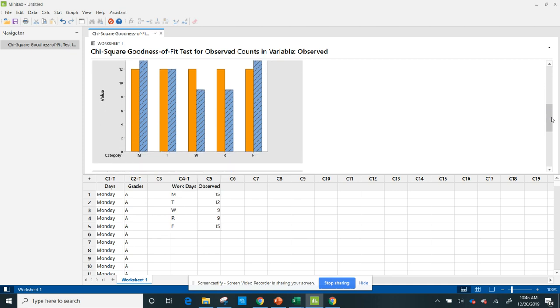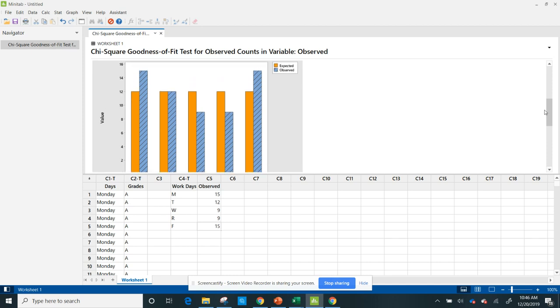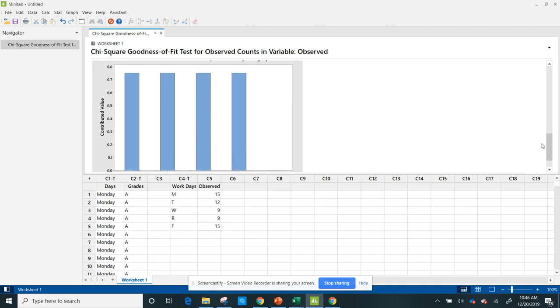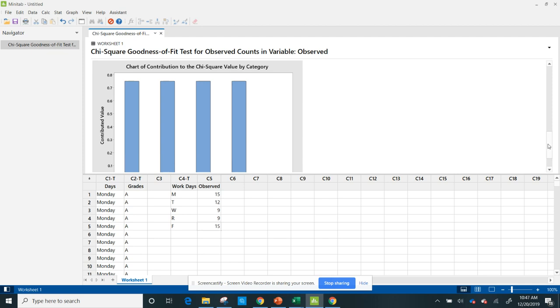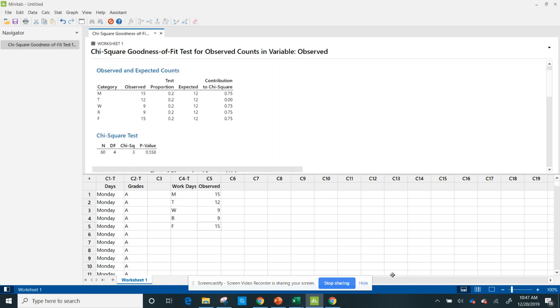Okay, and remember, the expected was going to be the same because our proportions were the same, and it was 12. But as we can see in the blue, for Monday it was 15, then for Tuesday, it was 12. So it's showing you graphically how each category laid out by expected versus observed. And that's a helpful thing to do. You don't need to worry about the contribution of chi-squared. That's a different thing. It helps to show the different parts and how they add up to give you the chi-squared value. I would really just look at this graph and get your data here to help.